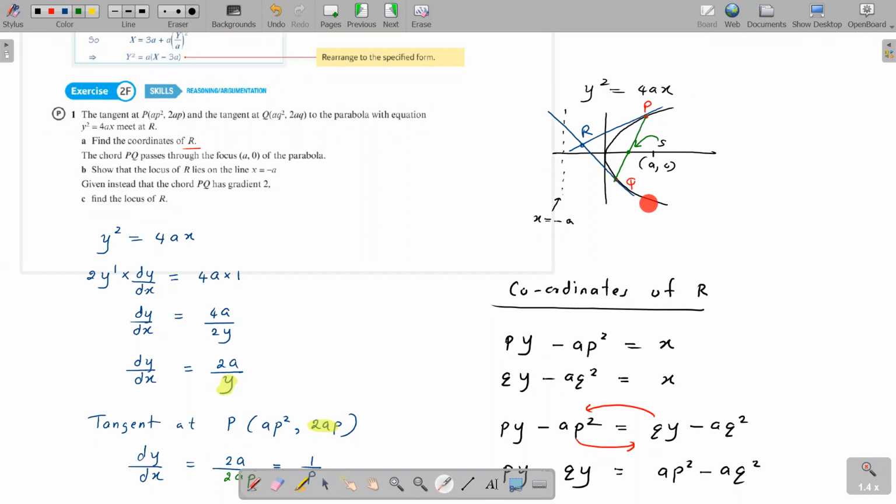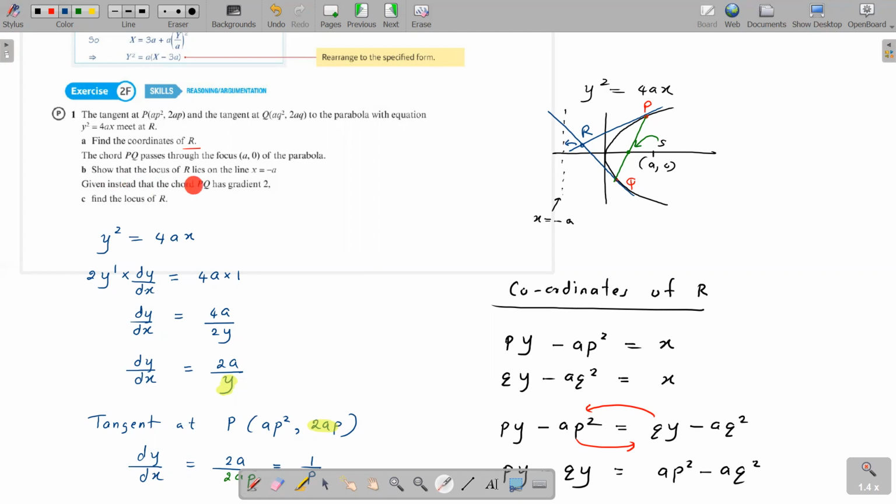As long as the points P and Q move while making sure that the chord passes through the focus, then for the tangents that you draw at P and Q, they are asking you to show that wherever you draw the tangents, the meeting point will come on the line x equals minus a. The meeting point R will be on the directrix. That's what they want you to show. Wherever you move, the point R will always fall on this line. I'm not concluding that; that's what they asked me to show.